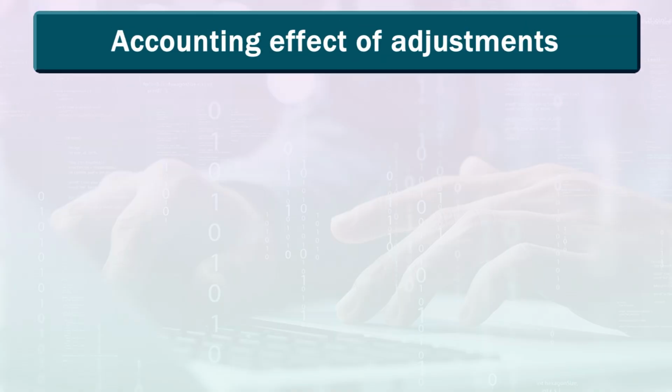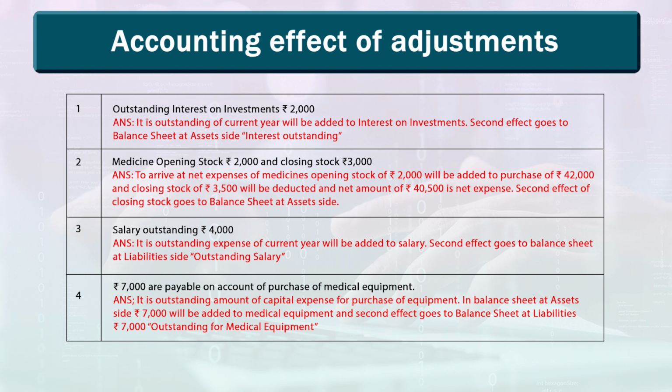Now, let us understand accounting effects of adjustments. The first adjustment is outstanding interest on investments of rupees 2,000. It is outstanding of current year and will be added to interest on investment. Second effect goes to balance sheet at asset side as interest outstanding.